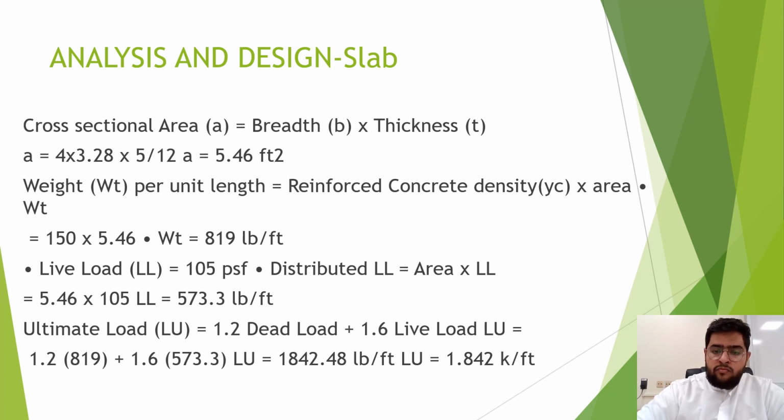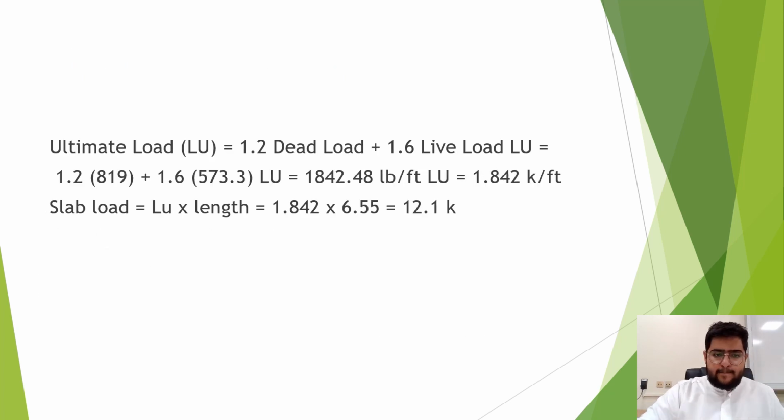And for the distribution of the live load, we multiply the cross-section area by the live load, and we got 573 pounds per foot. And for the ultimate load, we multiply 1.2 by the dead load plus 1.6 by the live load. So for the slab load, we multiply the ultimate load by the length. Here we put the length 6.55, and we redesign and take the full length.